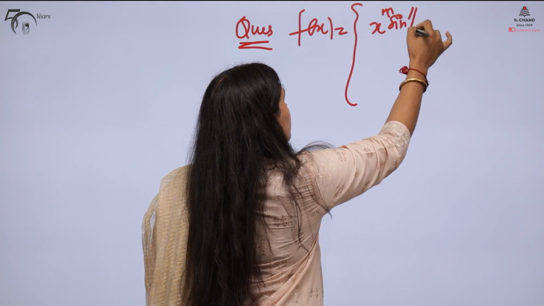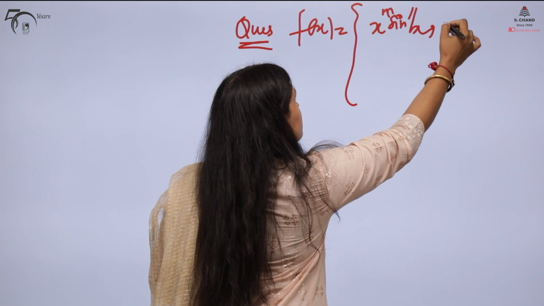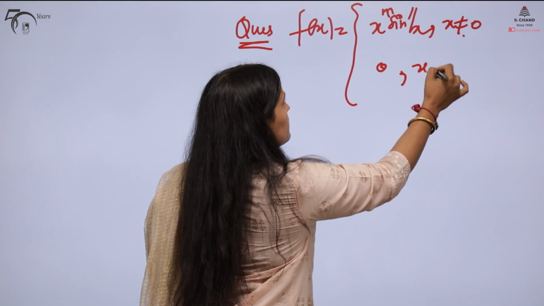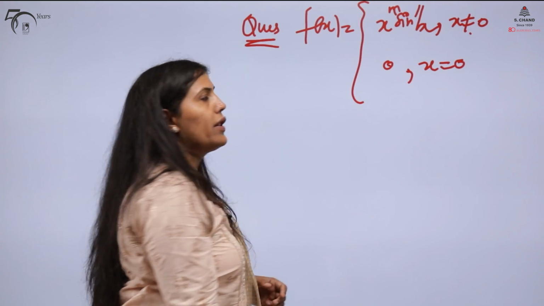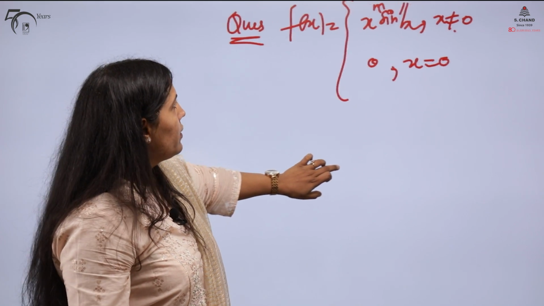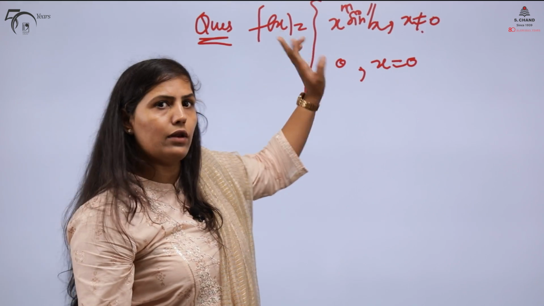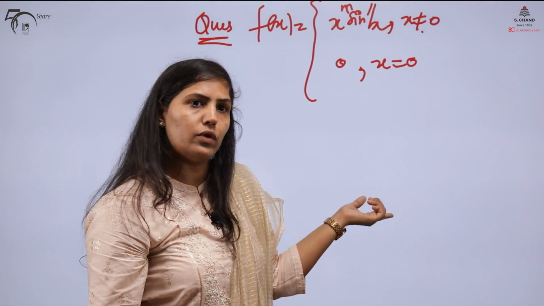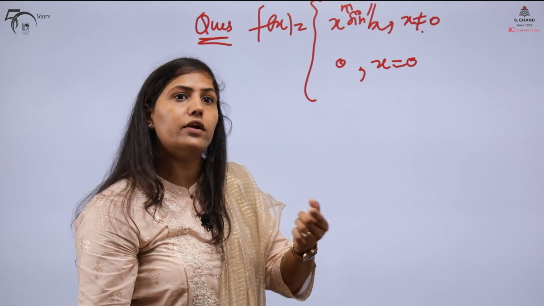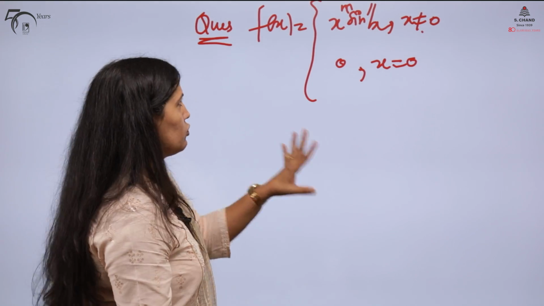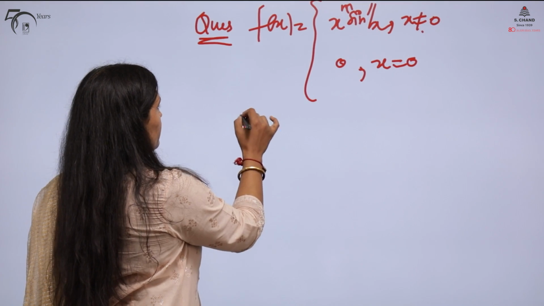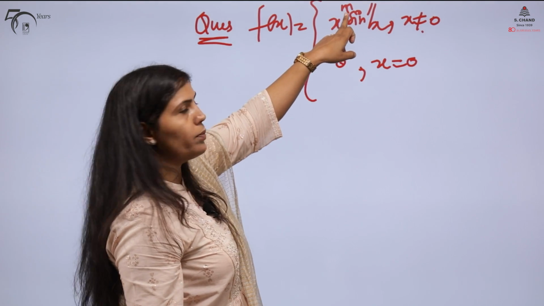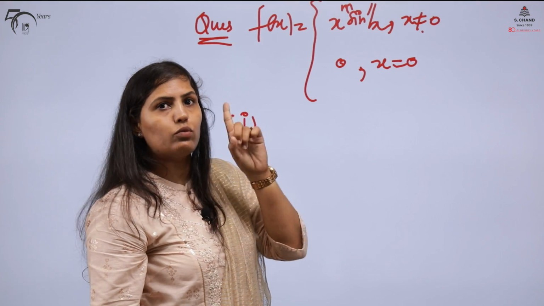This is x^m sin(1/x), taking any x not equal to 0, and 0 when x is 0. Now, I will give you the values of m, and from those values you will get to know when the function will be continuous, when the function will be differentiable, and when the derivative will be continuous. Number 1, for the continuity part, m should be greater than 1, at least 1 you need.